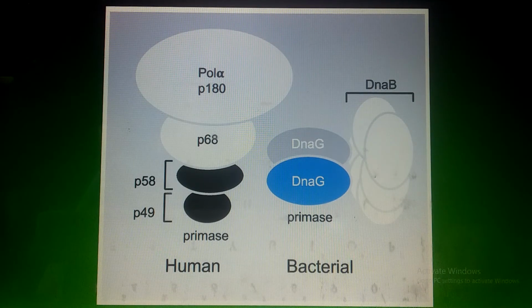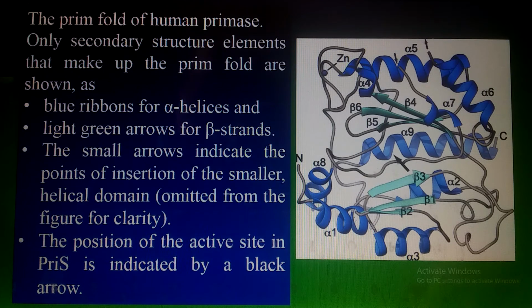Okay, you can see here the comparison between the bacterial and the human primase, and it is clear that the bacterial primase consists of 3 parts, and the eukaryotic, meaning the human primase, consists of 4. Is it clear? Okay. Now you can see the human primase structure. The secondary structure elements that make up the primase folds are shown here, and you can note the alpha helices and beta sheets. Are you familiar with the alpha and beta structures in protein amino acid chains?